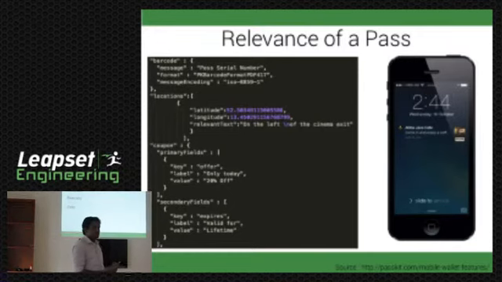Passes are also relevant based on date, meaning say you are going for an event or a concert, and if you have the date relevancy field set, it will tell you 2 more weeks to go, 1 more week to go, 3 more days to go, and things like that.